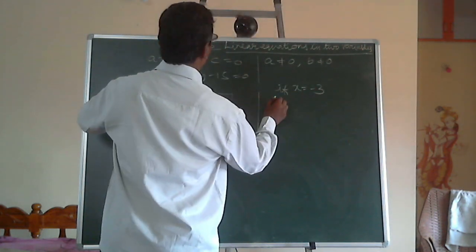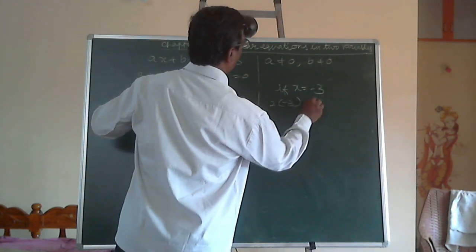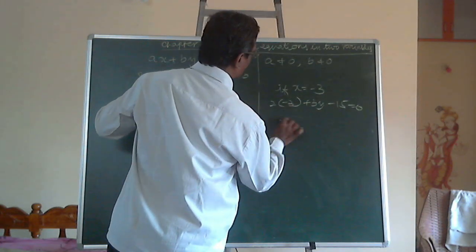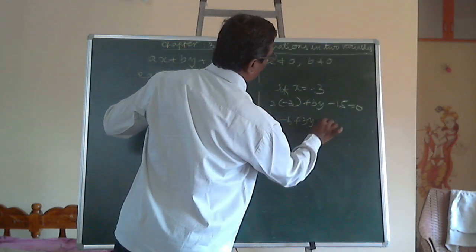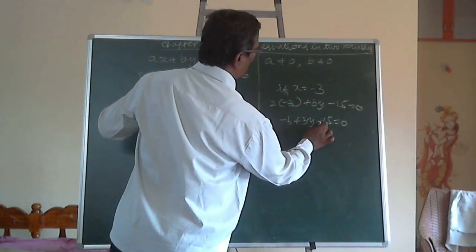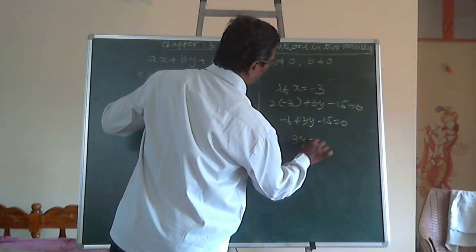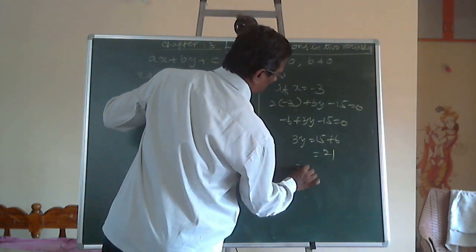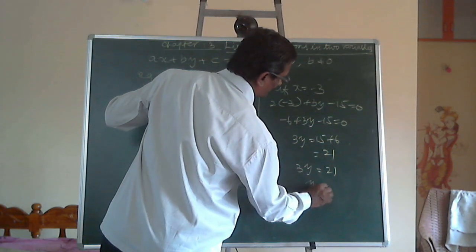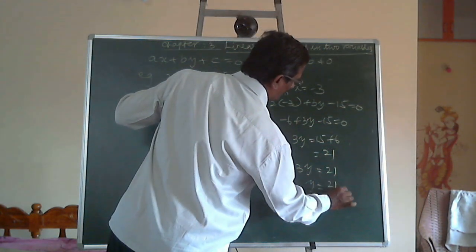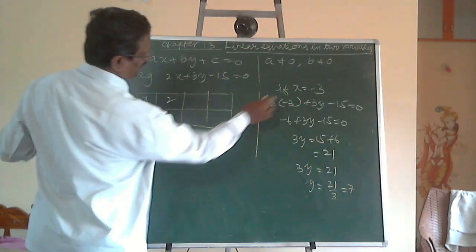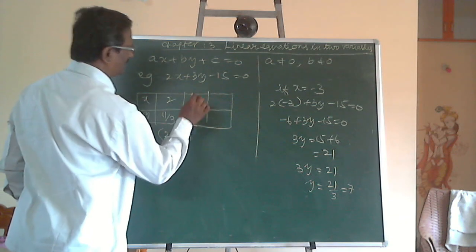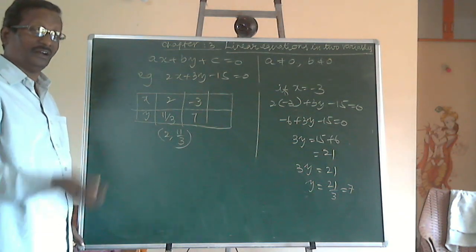-3, then 2 into -3 + 3y - 15 = 0. 2 into -3 is -6, so -6 + 3y - 15 = 0. -15 goes to the right side and becomes +15. -6 also goes and becomes +6, it is 21. 3y = 21, y = 21/3 = 7. Here the value of x we have given is -3, and the corresponding value of y we got is 7. (-3, 7) is another solution.